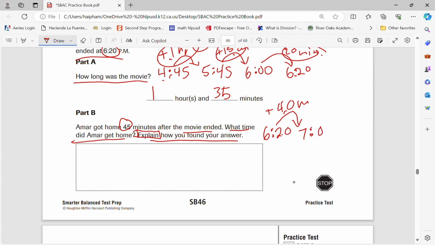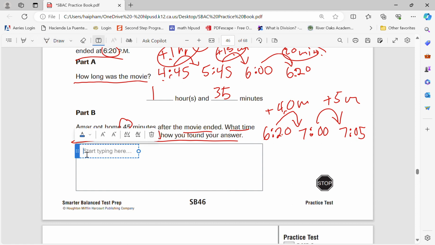So here we're at 7. And since he got home 45 minutes after the movie, we need to add another 5 minutes here, which means he would get home by 7:05. Okay, so now it's time to explain what we did here. So it says, what time did Amar get home? Amar will get home by 7:05 p.m.